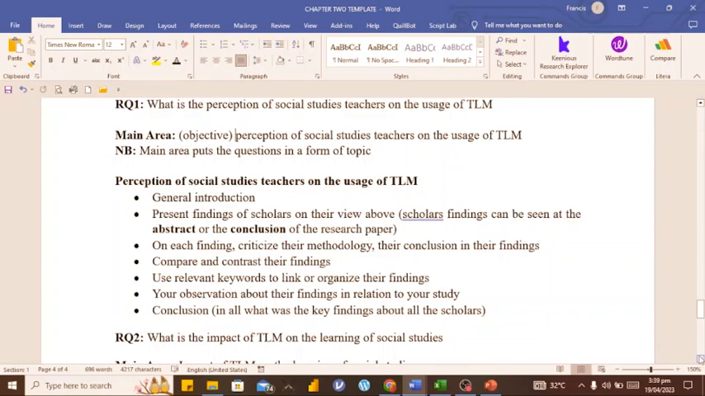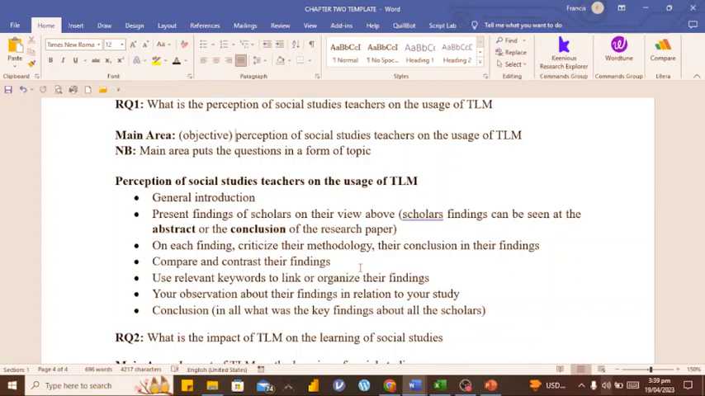Then you use relevant keywords to link them. Then your observation. With all these things that we are discussing, the question is, what about you? You also have to add your opinions to it. Then you come out with a conclusion. You are going to do this for all your research questions.